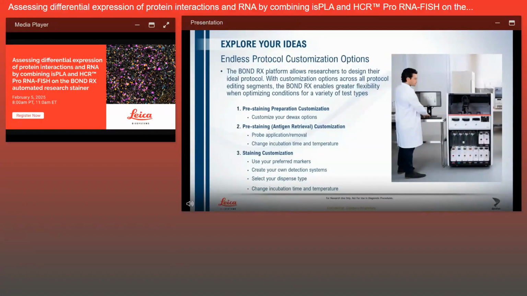In the staining protocol segments, you can customize any step within the protocol. This allows for you to use your own preferred markers in open Bond containers, create your own detection kits for your specific assay needs. You're able to select from 3 available dispense types, each with a specific function for preserving stain and tissue quality, and change incubation times and temperatures on any protocols. You also have the ability to insert additional wash steps or edit current wash steps within the protocol. So as you can see, everything's extremely flexible and customizable within protocol edits.